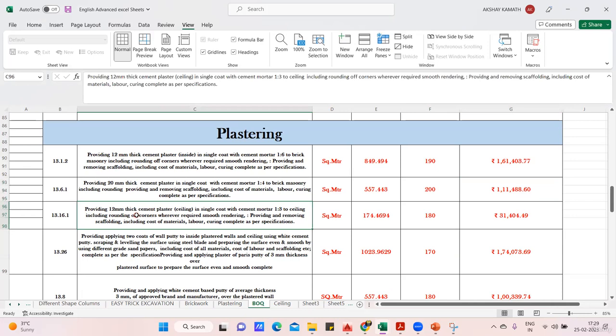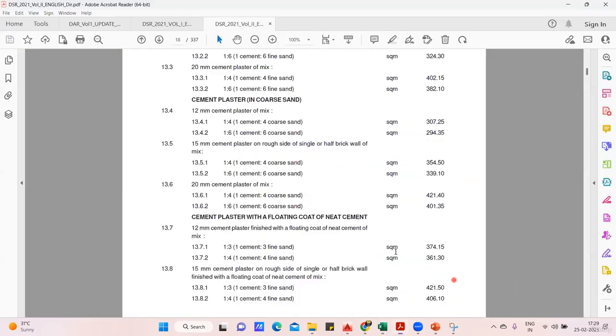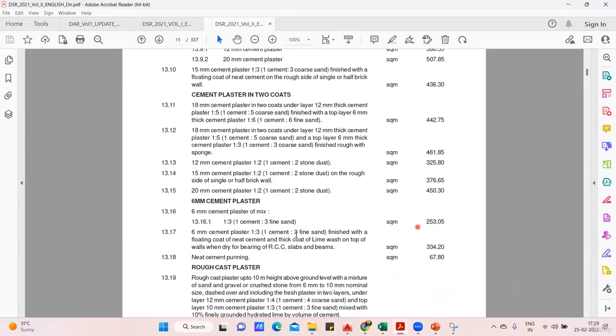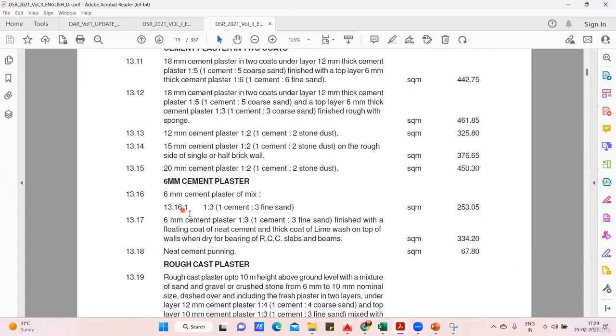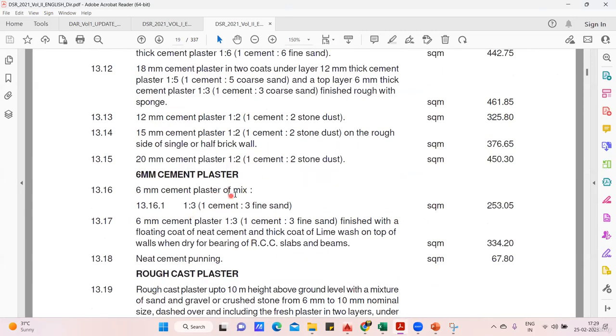Now I'll go with the ceiling plastering. In the ceiling also you're going to do the plastering, on the roof also you'll do the plastering. So for that I need to refer 13.16.1. So come here, write 13.16.1. So it is here. See, whenever you are doing plastering on the ceiling, it will be a 6 mm plaster. In the 6 mm plaster, it's written here 6 mm plaster and the ratio is 1 is to 3, that is 1 part of cement, 3 parts of fine sand. It is 13.16.1 and it is 253 rupees per square meter.